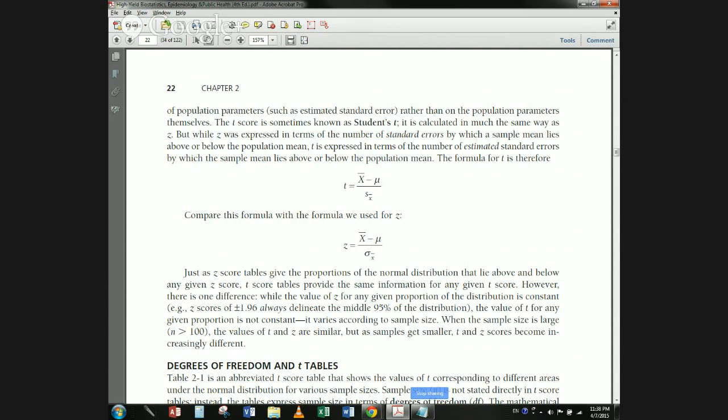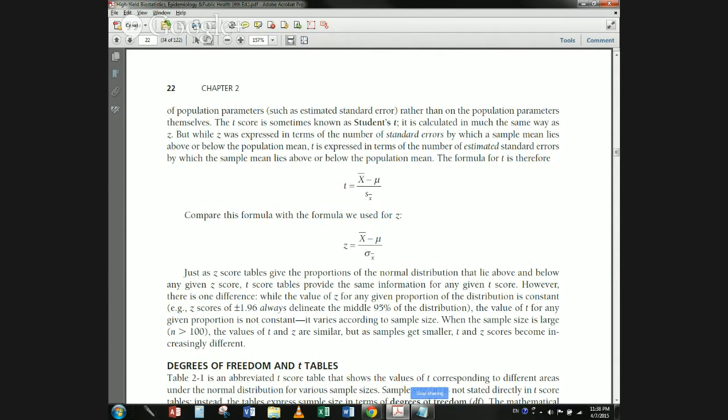Just as the z-score tables give the proportions of the normal distribution that lie above and below any given z-score, t-score tables provide the same information for any given t-score. However, there is one difference.